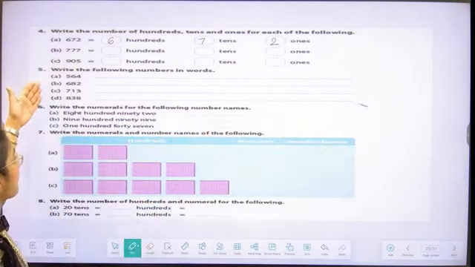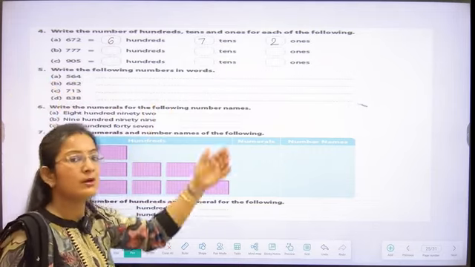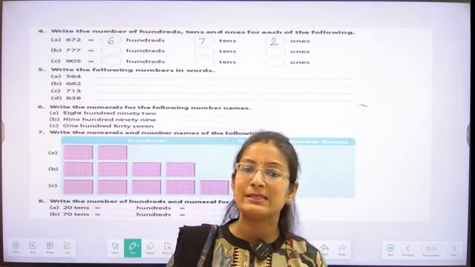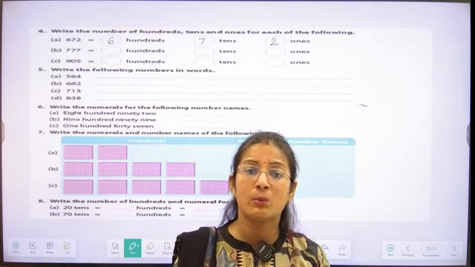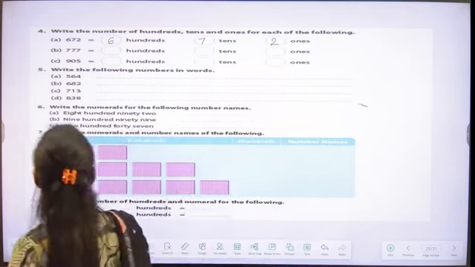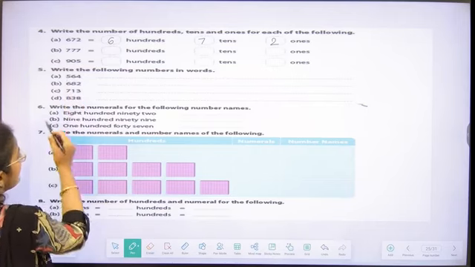Moving to the next one, what we have to do? We have to write the following numbers in words. Now we have to write these numbers in their words or number names. Let's do the first one, students. The first one is 564.